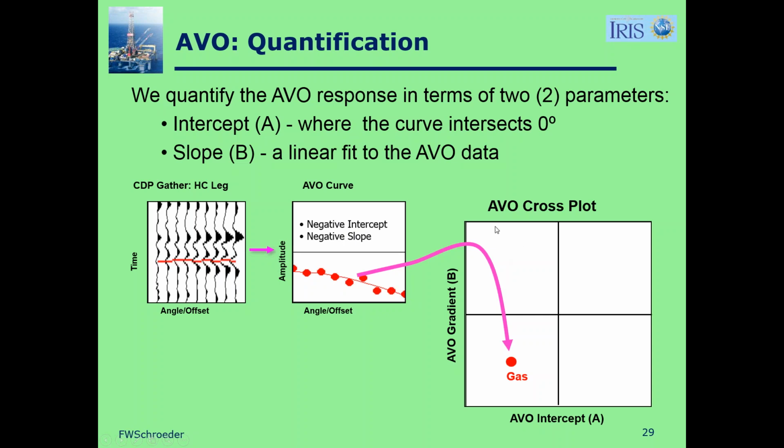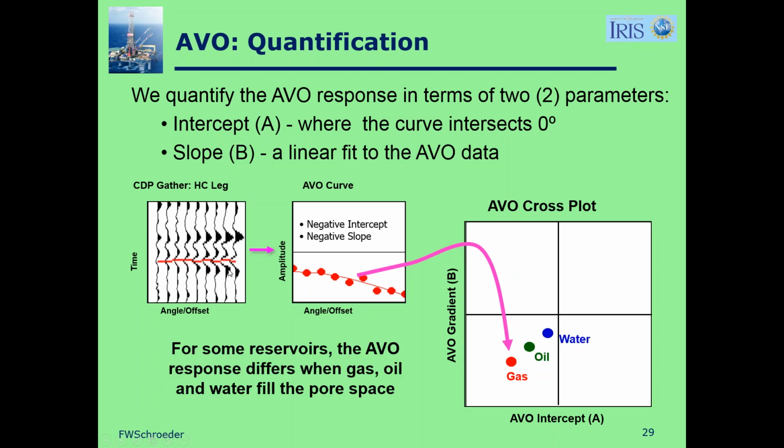I can then use a cross plot looking at the intercept plotted against the gradient, or the slope. For this straight line best fit, that might give me a point here, a negative intercept, so it's below 0, and a negative slope dipping down to the right. If I do the same thing, but the reservoir, instead of having gas, has oil in it, it would plot here. And if it had water in it, it would plot here on this intercept versus gradient cross plot.